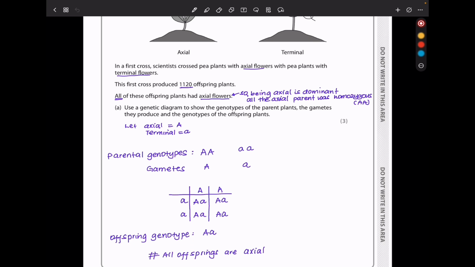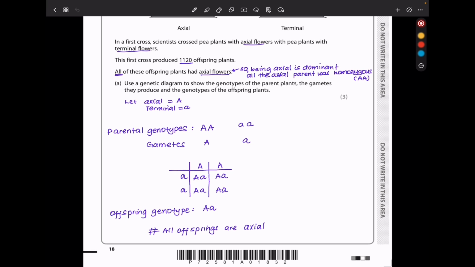Use a genetic diagram to show the genotypes of the parent plants, the gametes they produce, and the genotypes of the offspring plants. If I let capital A be for axial and small a be for terminal, since we've already established that the axial is going to be dominant, the parental genotypes are going to be capital A capital A and small a small a, and the gametes produced are going to be capital A and small a. If we do a genetic cross, the offspring genotype is going to be capital A and small a, meaning they're all going to be heterozygous, and therefore they will all be axial. That is going to be their phenotype.